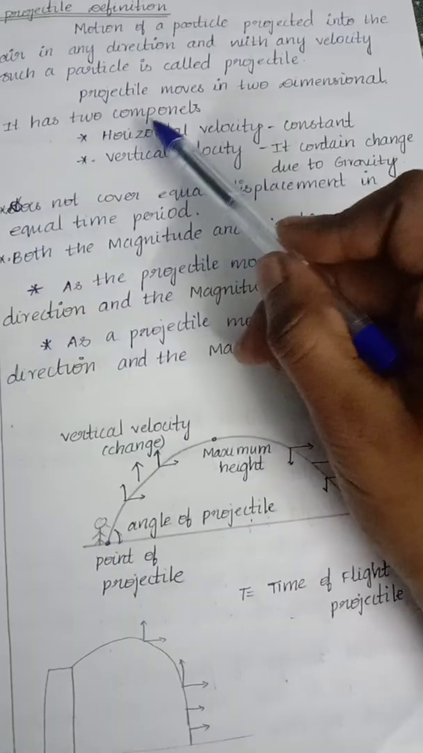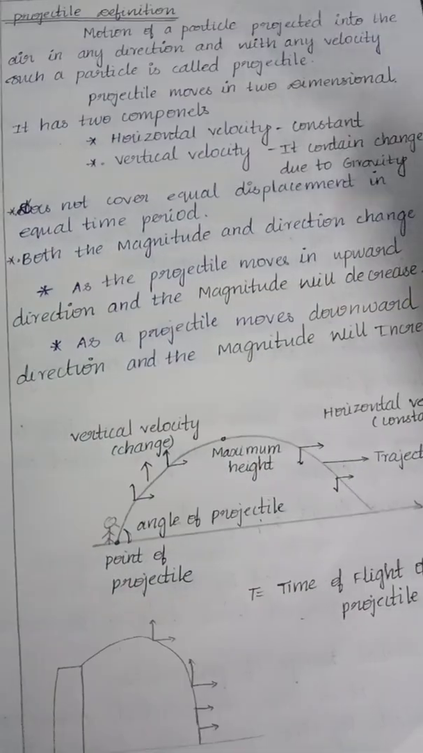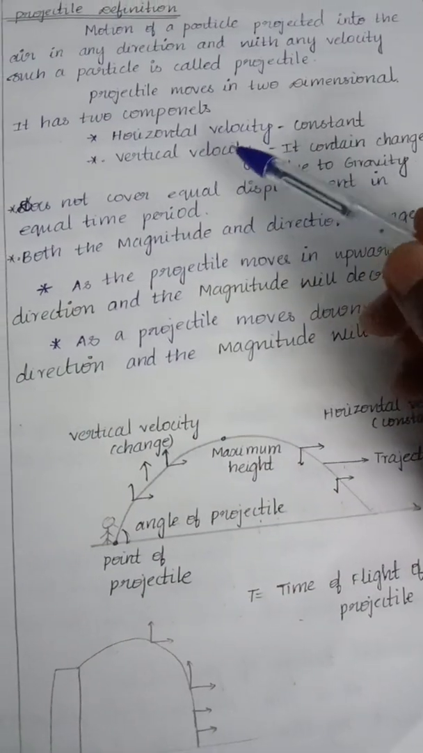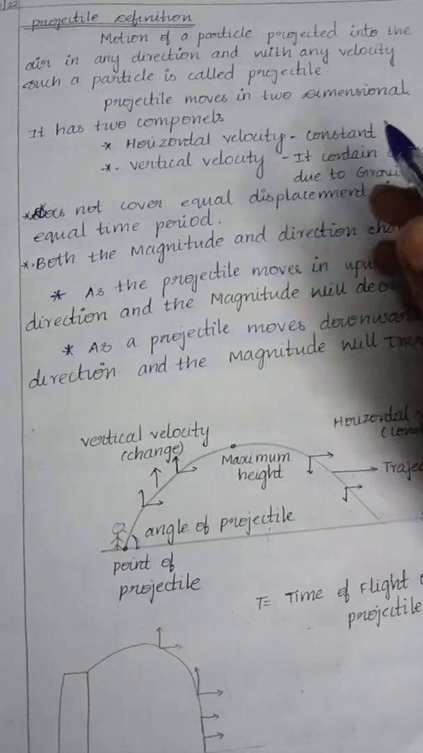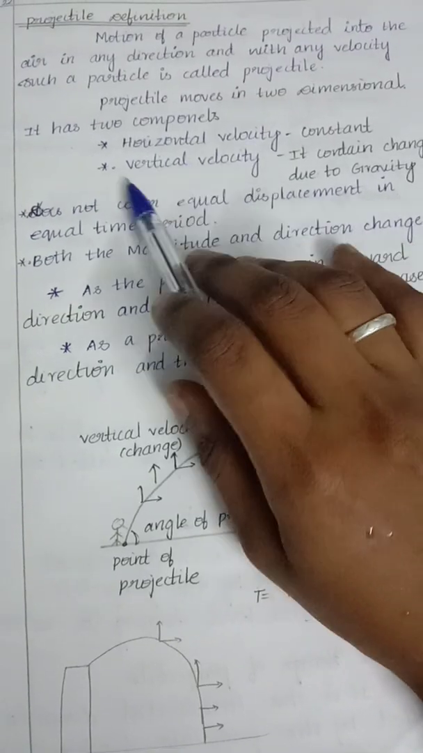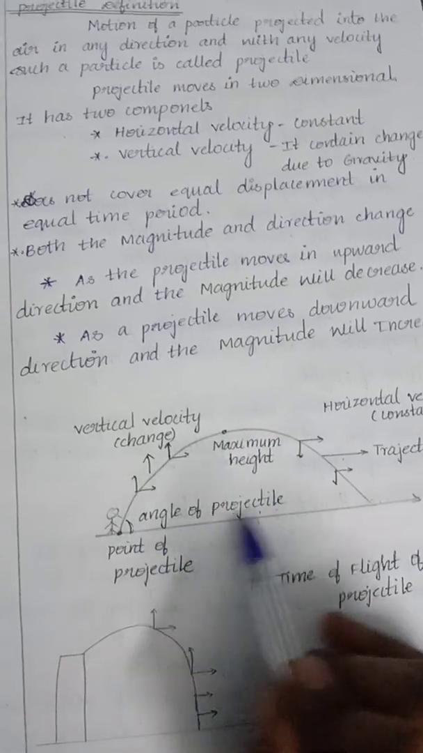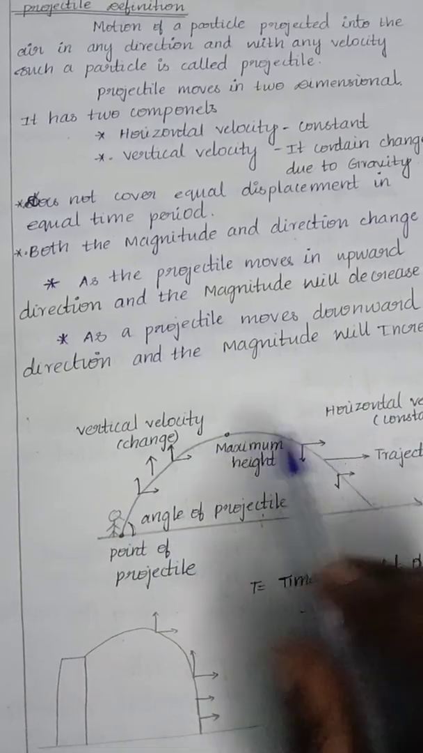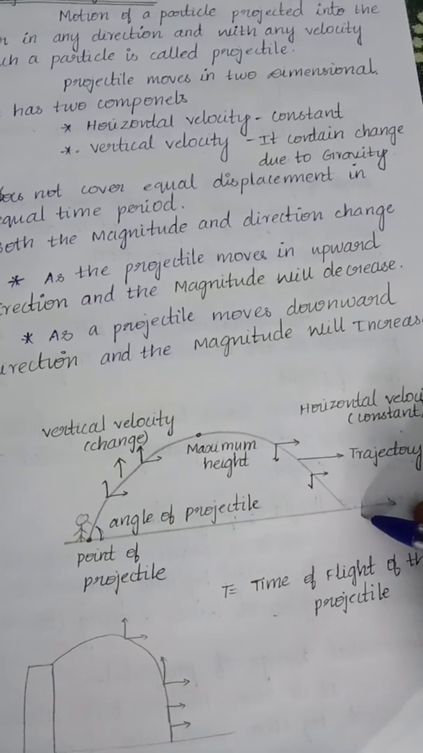Next, a projectile moves in two-dimensional motion. So it contains the x-axis and y-axis. It goes through horizontal and vertical, so it is two-dimensional, and it has two components: one is horizontal velocity and the other is vertical velocity. This is the horizontal velocity, and this is the vertical velocity.